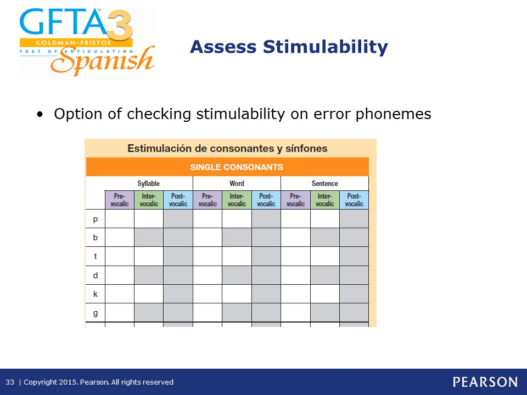Once you have identified the individual's error patterns in the Sonidos en Palabras and Sonidos en Oraciones test, use the estimulación de consonantes y símfones, or the stimulability section, to determine the relative ease with which the individual can correctly produce previously misarticulated sounds at the syllable, word, and sentence level.